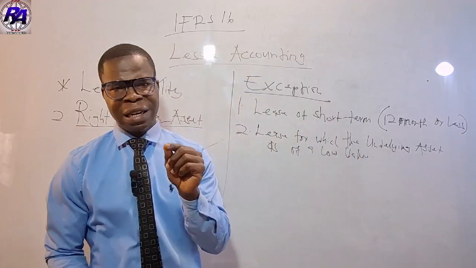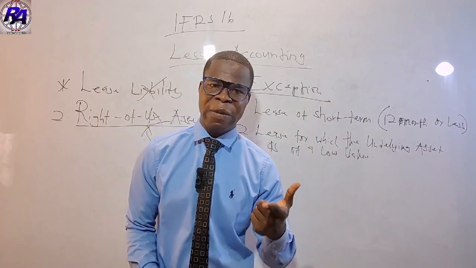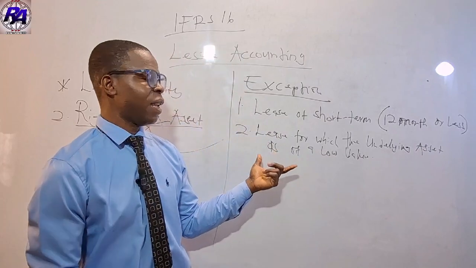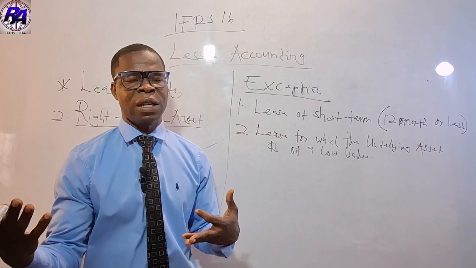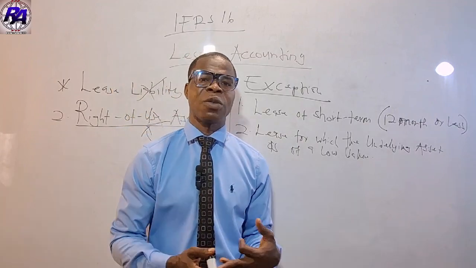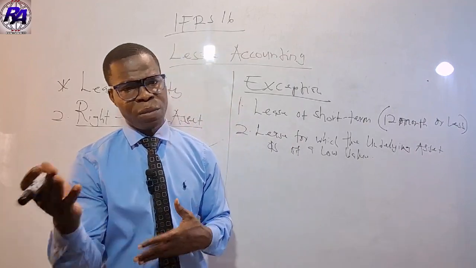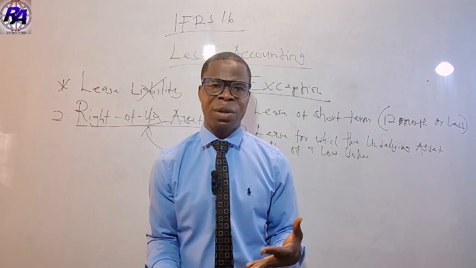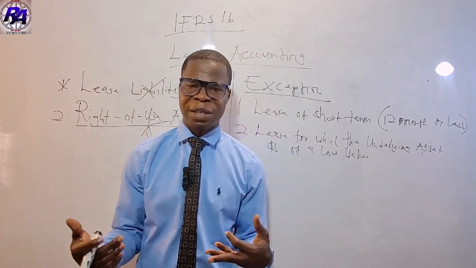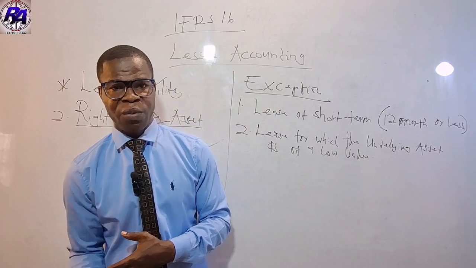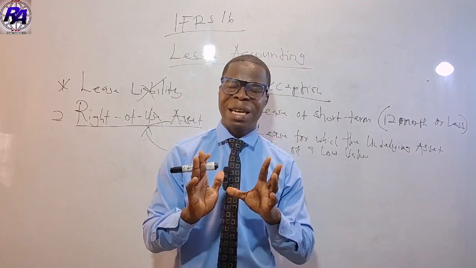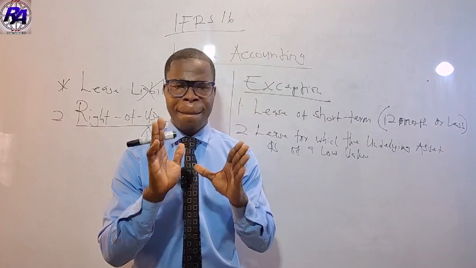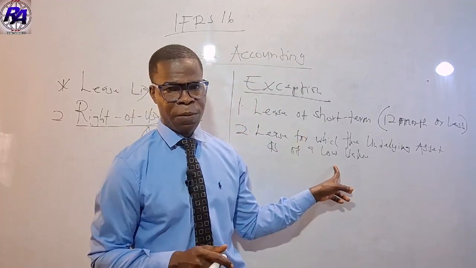When we are talking about a lease for which the underlying asset is of a low value, the standard didn't prescribe what is a low value, but they give examples of assets such as small office computers. We are also looking at tablets. In some books, they state that the lowest value is $5,000, but in other parts of the world, $5,000 is a huge sum of money. So the standard itself did not prescribe any amount to be considered as a low value.